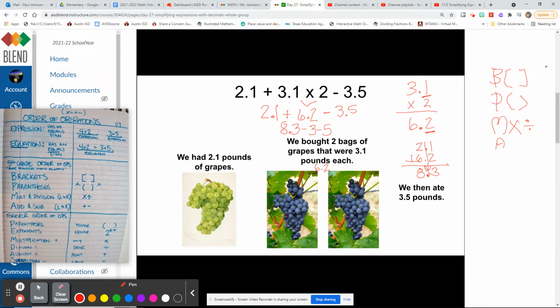The reason we don't have these two numbers anymore is because that's what we added over here. So instead of having to add them, we just have 8 3/10 now. I need to make that a decimal point. So we have 8 3/10 minus 3 5/10. 8 3/10 was the answer to 2 1/10 plus 6 2/10. So our final thing to do is take the pounds of grapes that we have and subtract the pounds of grapes that we eat.